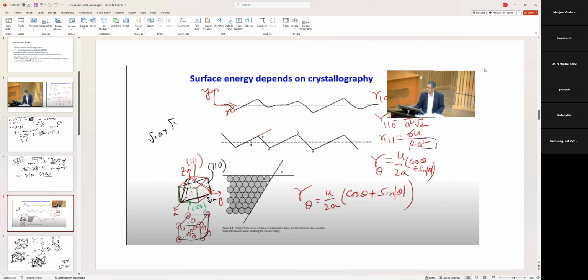For nanomaterials, these phases may not be exactly along the crystallographic direction, and if they are at any random angle theta, the surface energy becomes 2 times u times cos theta plus mod sin theta, and if you plot this, you get that value, the surface energy u.